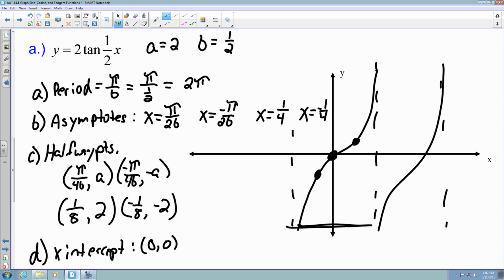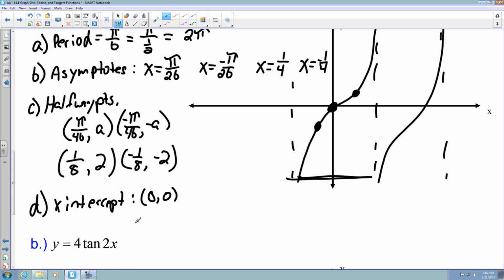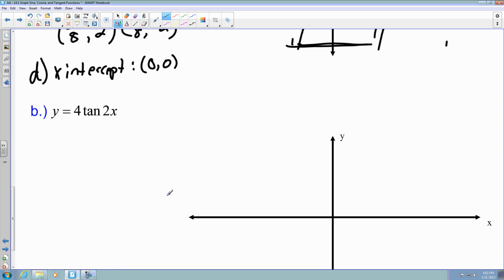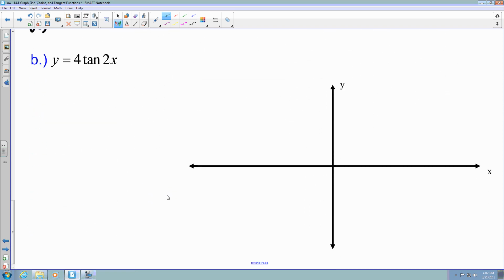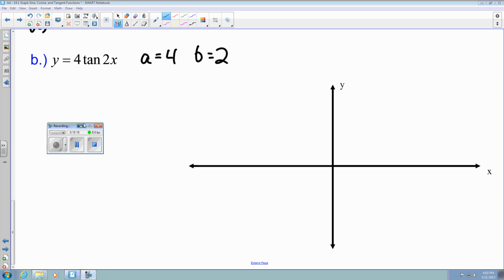Okay? Let's take a look at another example. Knowing what we have here for y equals 4 times the tangent of 2x, I have a equaling 4, and b equaling 2. So let's take a look at this one.